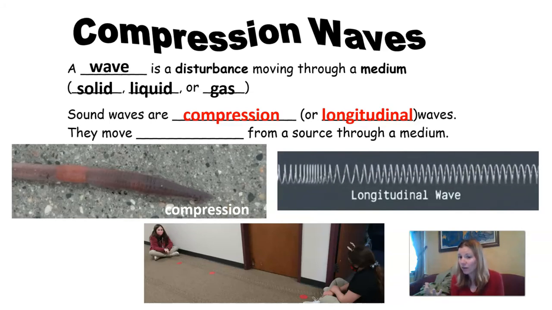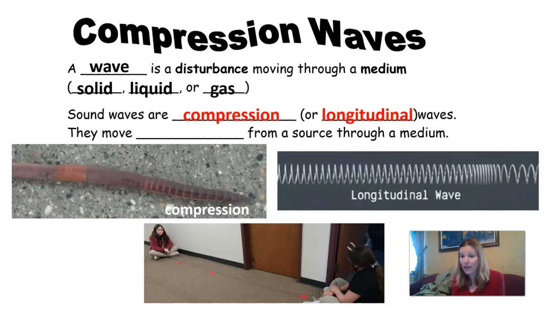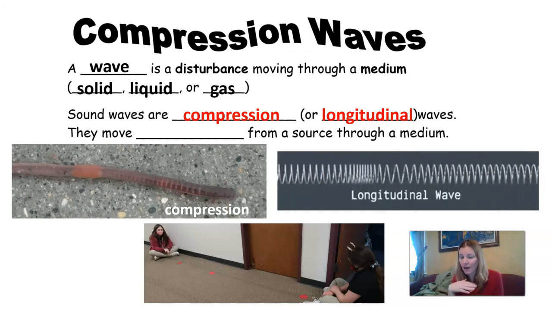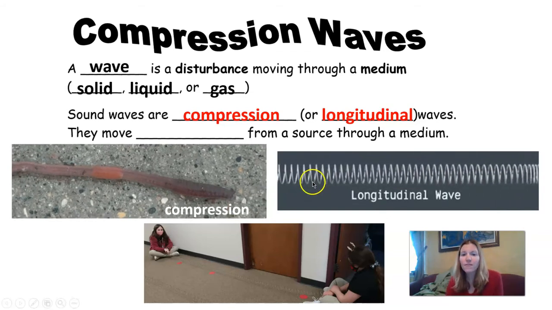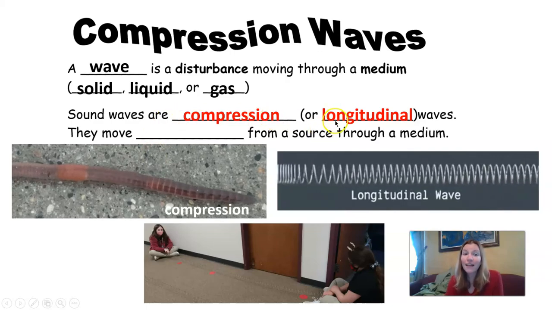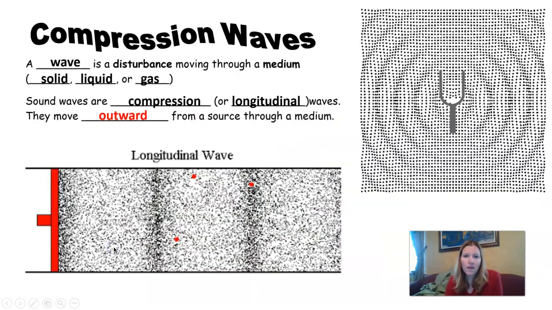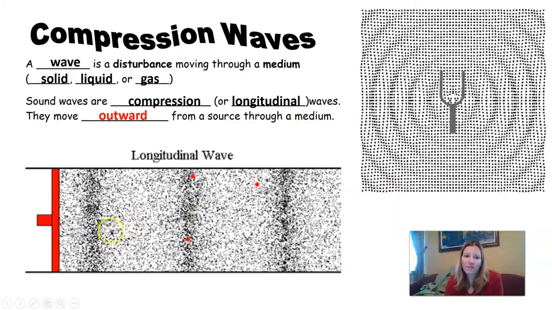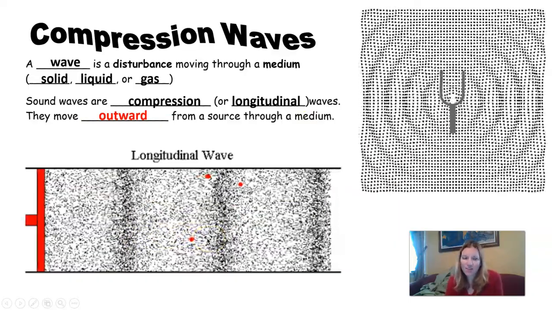When we study light, we'll look at how light is actually a different type of wave. A light wave goes up and down in what's called a transverse wave. But sound waves are called compression waves, or longitudinal waves. And this gives you another demonstration of that to help you understand it.